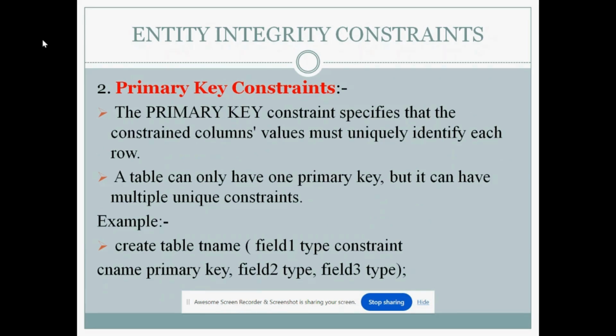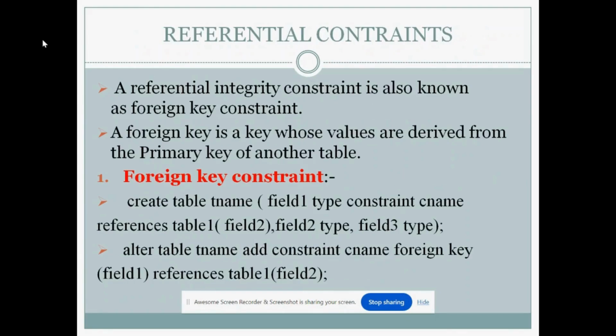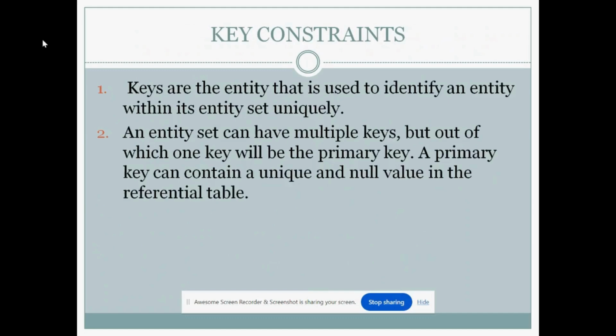Now coming to the third one, that is referential constraints. A referential integrity constraint is also known as foreign key constraint. A foreign key is a key whose values are derived from the primary key of another table. Now coming to the first one, that is foreign key constraint. Create table T name, field 1 type, constraint C name, references table 1, T field 2, field 2 type, field 3 type. Alter table T name, add constraint C name, foreign key, field 1, references, table 1, field 2.